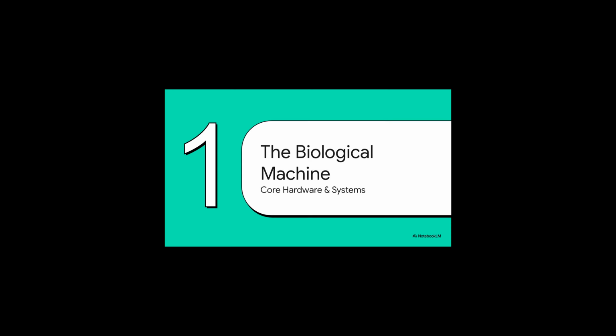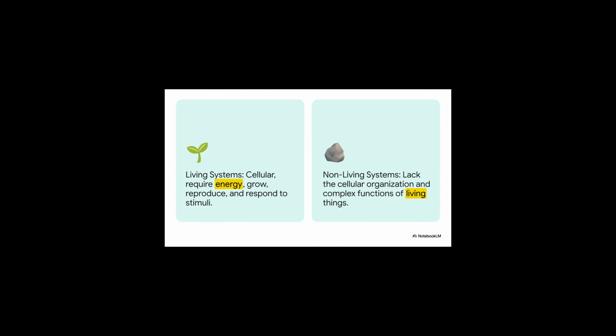Okay, first things first, we've got to look at the basic hardware. This is all about competency 011, understanding the structure and function of living things. I mean, you can't work on a machine until you know what makes it tick, right? So, let's run some basic diagnostics. What's the real difference between a biological machine and, I don't know, a toaster? Well, it all comes down to a few key specs.